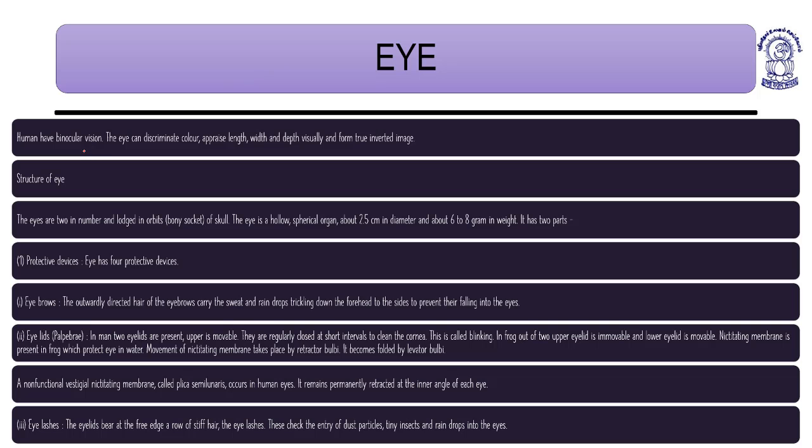You can see the eye. The human eye has binocular vision. The eye can discriminate color. It appraises length, width, and depth, and forms a true, real and inverted image.